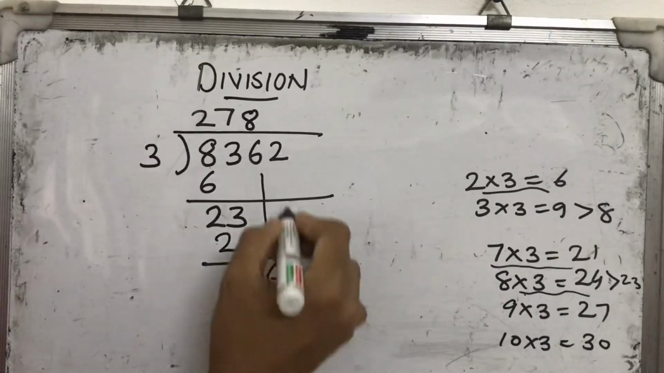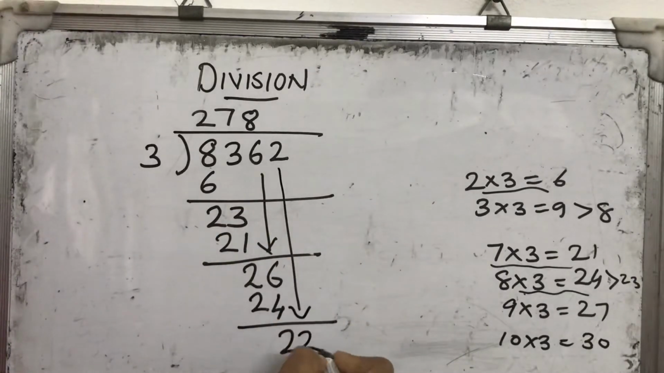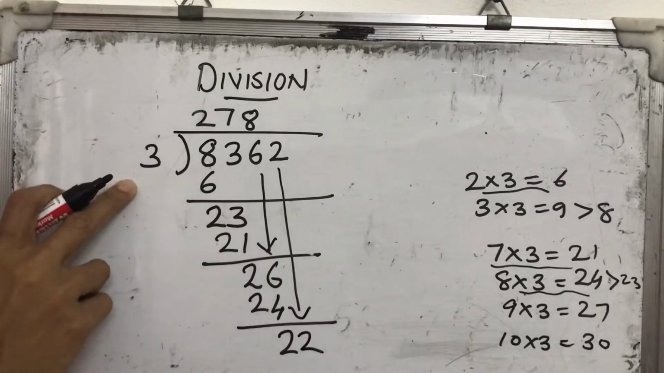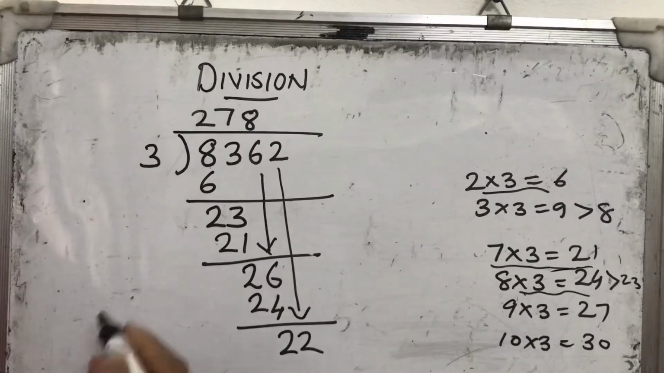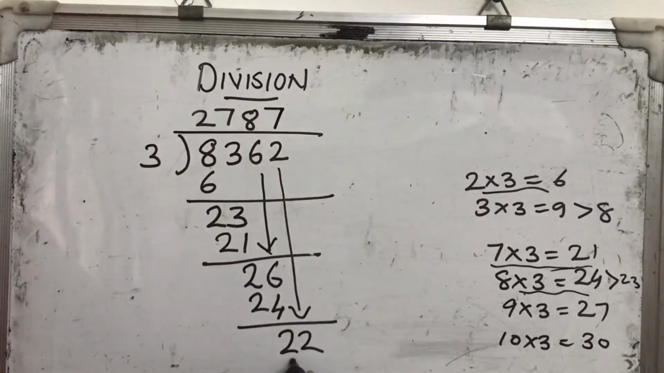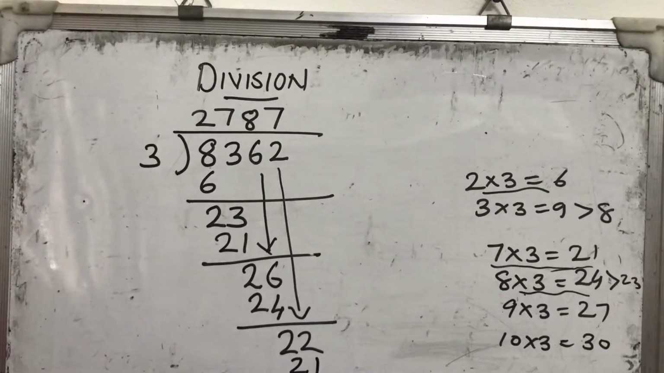Then bring down the next digit 2. Okay. Then 22 divided by 3. How many will be there? We can take this multiplication fact. So it will be 7. 7 into 3, 21. The remainder we got, 2 minus 1 is equal to 1.